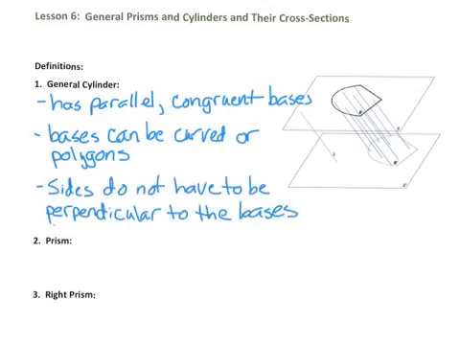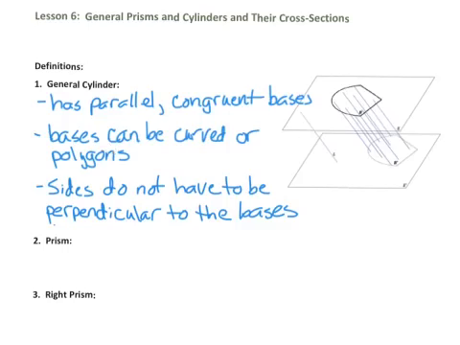And then one more thing for the general cylinder is that the sides do not have to be perpendicular to the bases. And again, that's what's demonstrated in this image here. As long as the bases are congruent and parallel, the sides will connect one to the other, but they don't have to be at a right angle. Those are more specific types of cylinder. These are just the qualities of a general cylinder.